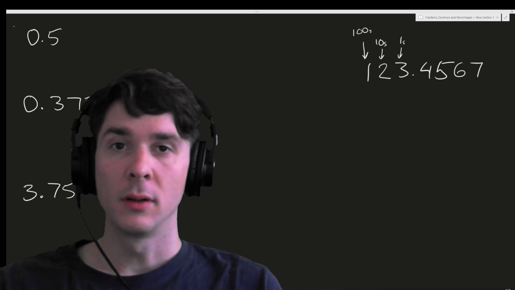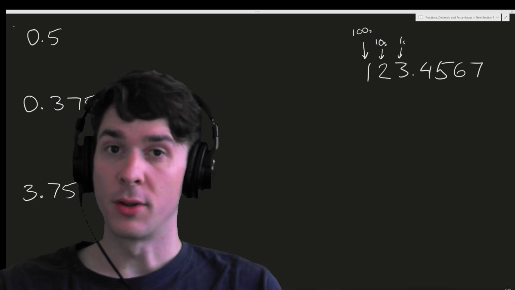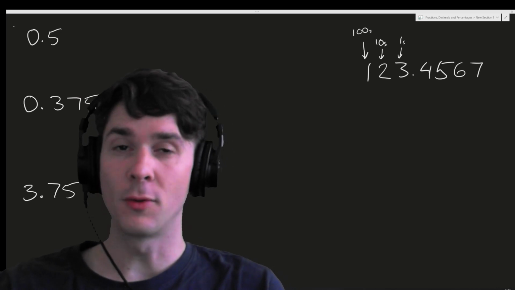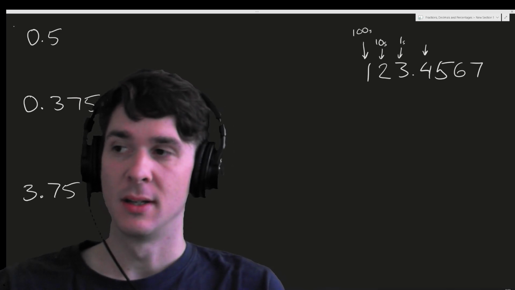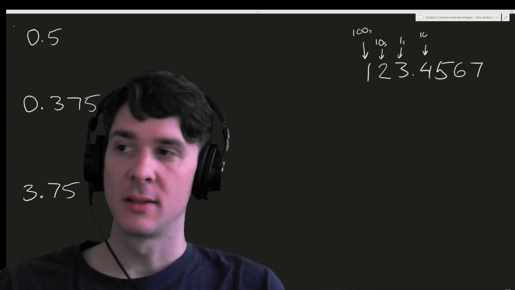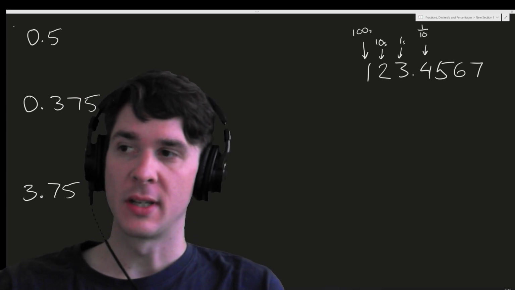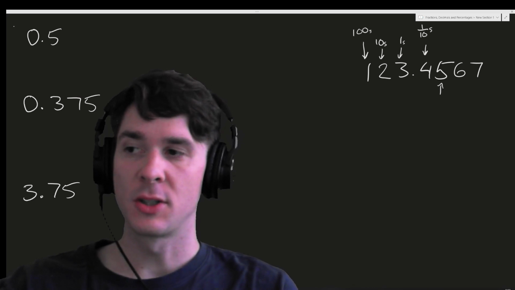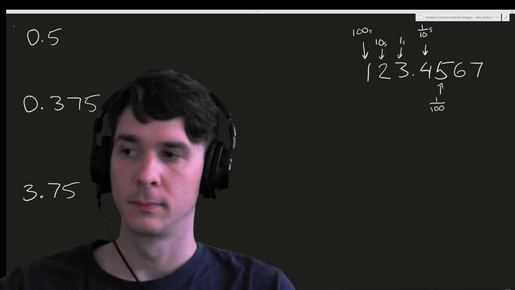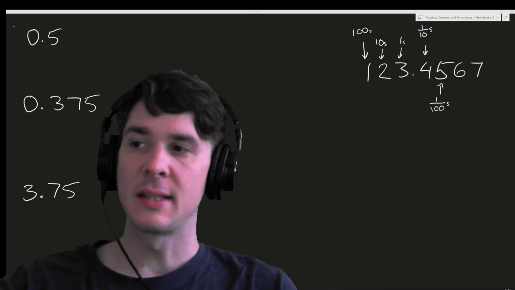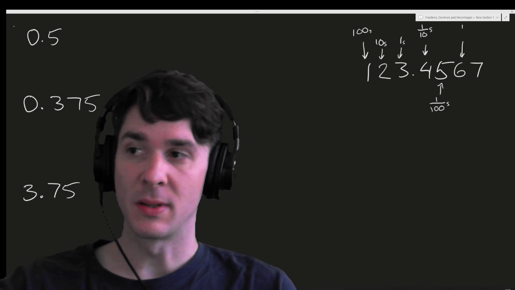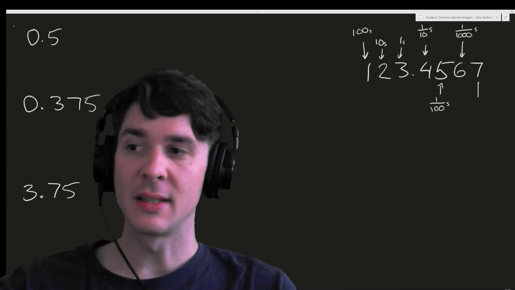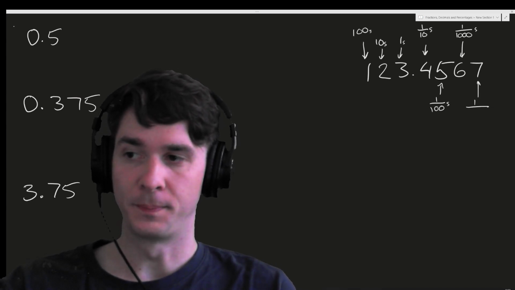The 4, you'll notice on the other side here, it's almost a reflection of the left-hand side. The 4 is in the tenths position because it is 4 tenths. So we write that as 1 over 10, or a tenth. The 5 is in the hundredths position. The 6 is in the thousandths position. And the 7 is in the 10,000ths position.